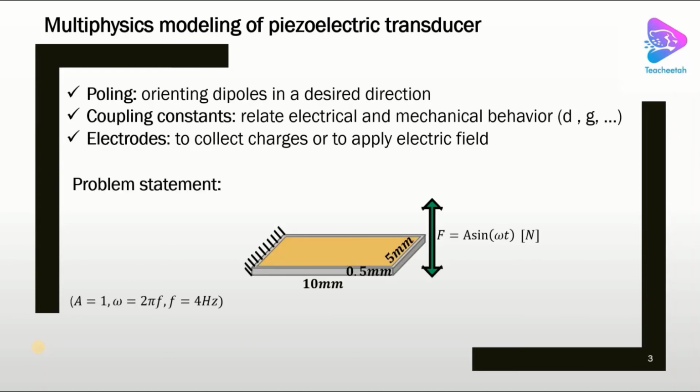In this problem, we are going to model the direct effect of piezoelectricity in a simple case. As you can see in this picture, we have a piezoelectric layer which is clamped from one side, and a harmonic load is applied to the other side. The force is a sine function with amplitude of 1 and frequency of 4 Hz. We are going to find the electrical responses of the system after we apply such force. The top and bottom surfaces of the piezoelectric layer are covered by the electrode. In this picture, you only see the top surface. Right, let's go into the software and do the modeling over there.